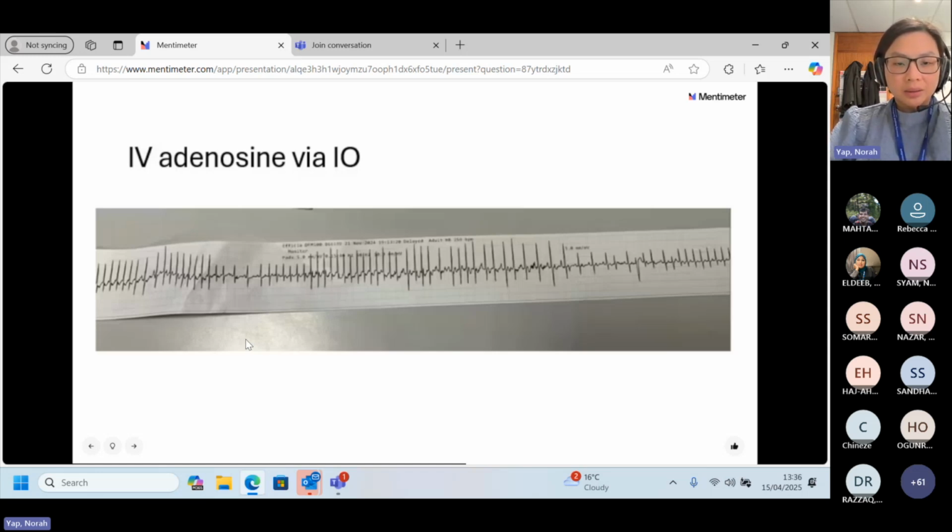So the adenosine was given via intraosseous route, and I don't think it actually terminates. If you look at the ECG strips over here, I think this is definitely not the standard SVT that we're dealing with, where you get regular narrow complex tachycardia. I think these are just variable AV conduction down the AV node from whatever the origin of the tachycardia is.